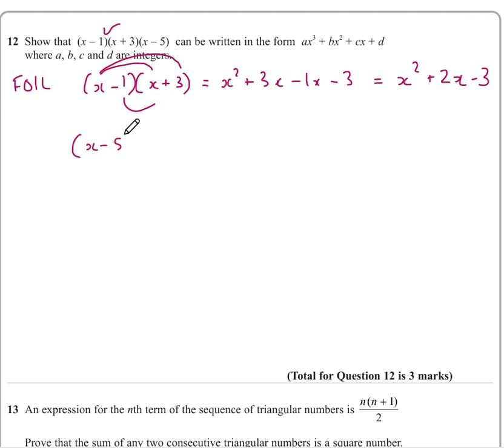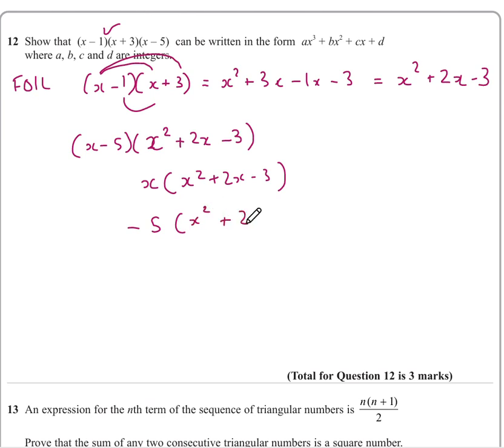So x minus 5 times x squared plus 2x minus 3. Okay, the key here is we need to multiply every one of these by every one in this second bracket. I think it's a little bit easier if we split it up into x times this bracket and then minus 5 times the bracket. Find it a little easier just not to miss any of those terms out. Okay, and then we'll collect these all together at the end.